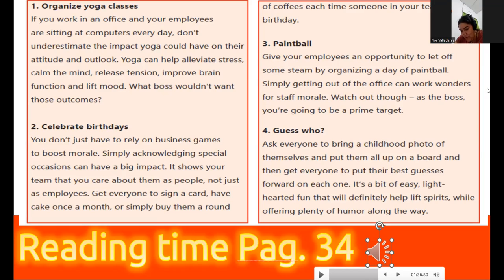Okay, guess who? Ask everyone to bring a childhood photo of themselves and put them all up on a board and get everyone to put their best guesses forward on each one. It's a bit of easy, lighthearted fun that will definitely help lift spirits, offering plenty of humor along the way.